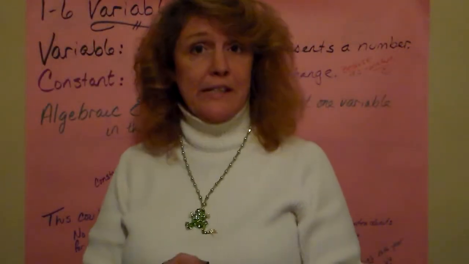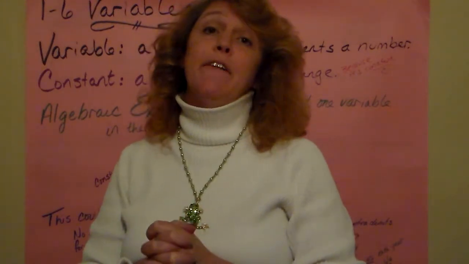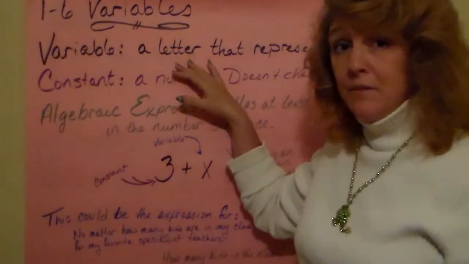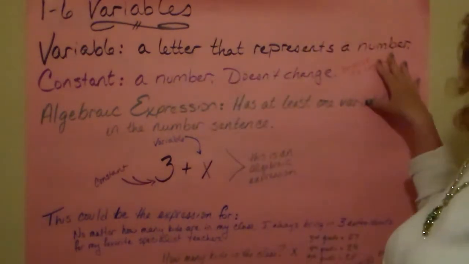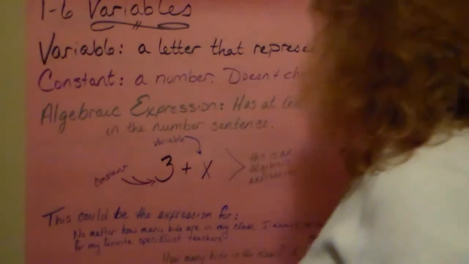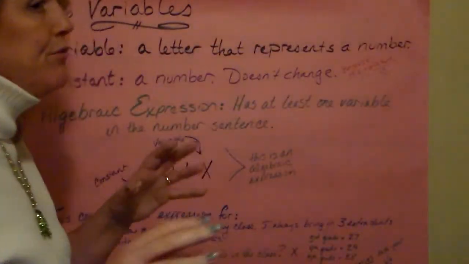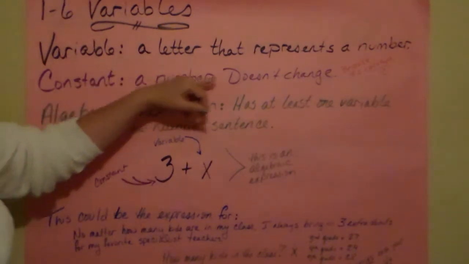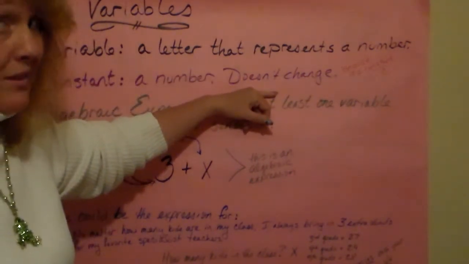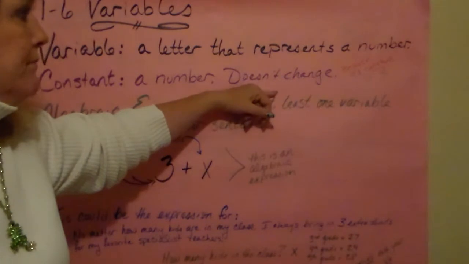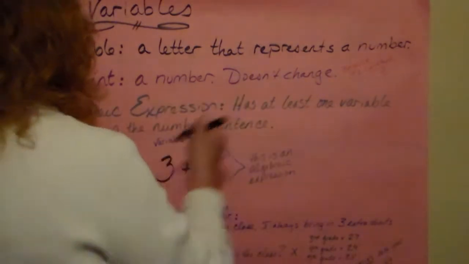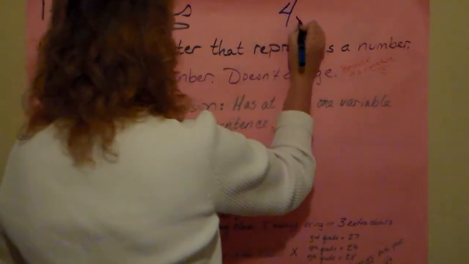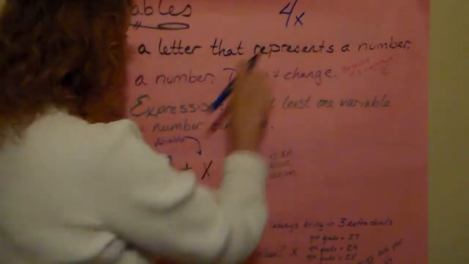Chapter 1, Section 6, we're about to introduce the idea of variables. A variable is a letter that represents a number. When you do this, you have a constant, which is actually a number. It doesn't change because it's constant. That's like 4. Here, 4. And then the variable is some number, x. So this is your constant, this is your variable.